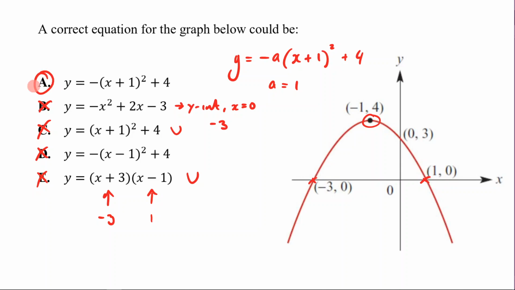So hopefully that made sense, going through methodically, cancelling out the ones we didn't like, and just recognizing that A is the one that we like here. Be careful, just in case there was a dilation factor. If you wanted to figure out what that dilation factor is, we could sub in a point and you would find out that a is equal to 1. But just be aware of that going into other questions.